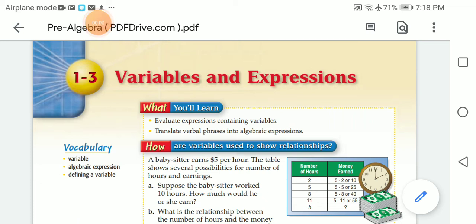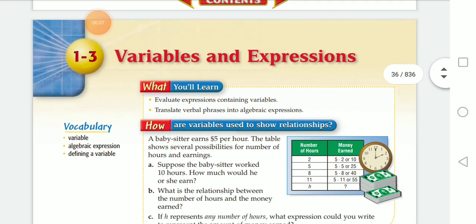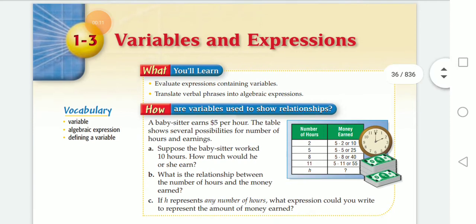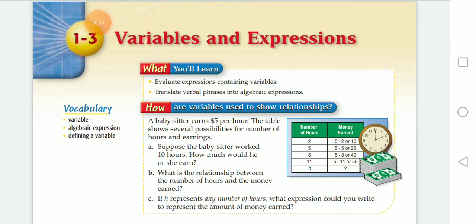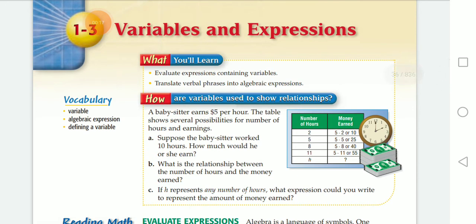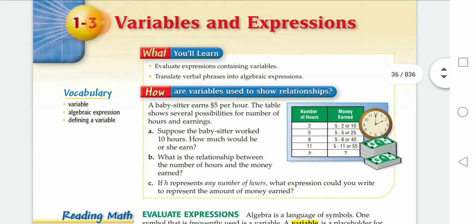I hope you're fine. Today we're going to have lesson 3 on Unit 1, Chapter 1, Variables and Expressions. The objectives of this lesson are to evaluate expressions containing variables and translate verbal phrases into algebraic expressions. So how are variables used to show relationships? We have some new vocab: variable, algebraic expression, defining a variable.